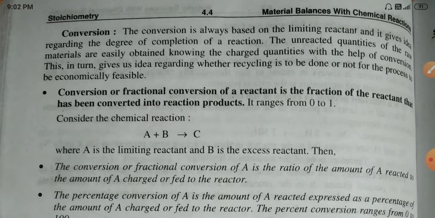Thus, this gives the idea regarding whether recycling is to be done or not for this process to be economically feasible. The conversion, or fractional conversion, of a reactant is the fraction of the reactant that has been converted into the reaction product. It ranges from 0 to 1. Consider the chemical reaction A plus B gives C.